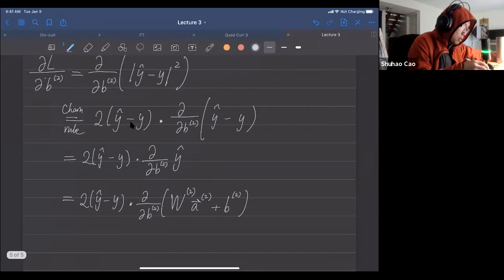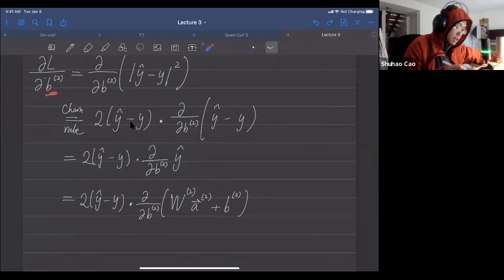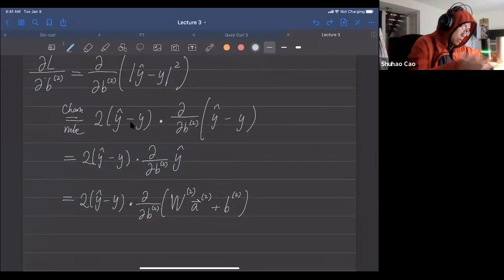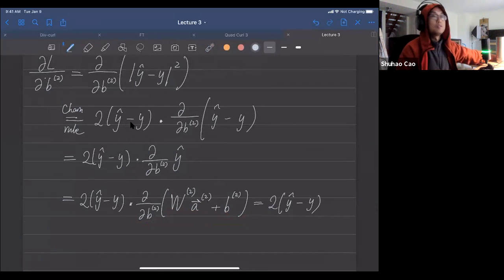B2 is a weight. B2 is a weight of the second layer. And now we take the derivative here. This term has no B2 whatsoever. And if we take the derivative with respect to B2, we get 1. So we get 2(y hat subtract y). So as we can see, the derivative is nothing.